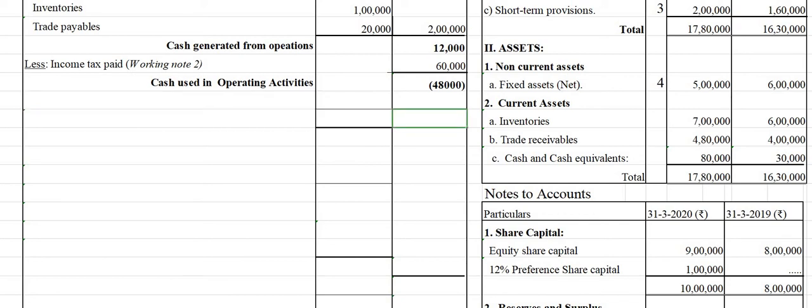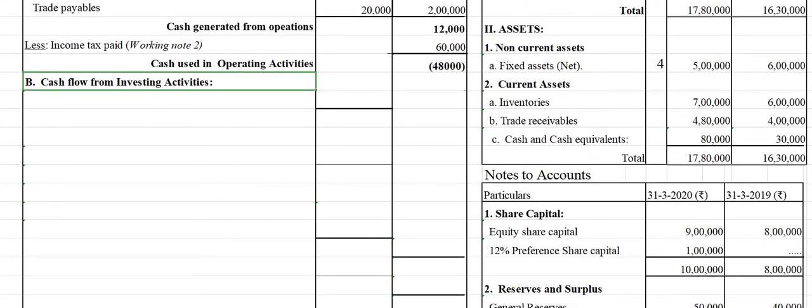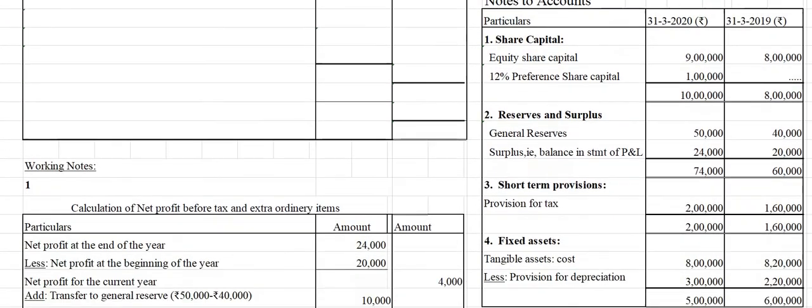So that is what related to cash flow from operating activities. Now next point, let us see. Second point is cash flow from investing activities. That means we know that investing activities include all the activities related to purchase or sale of fixed assets. So here, related to fixed assets, that's what we are going to see.